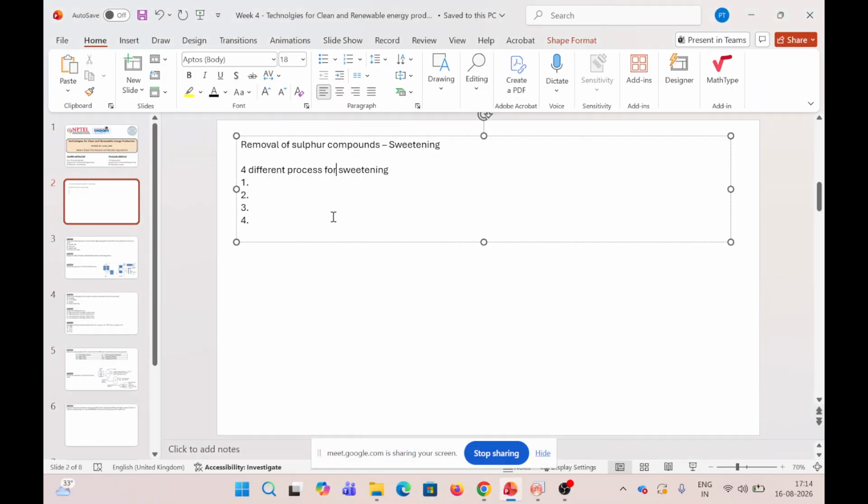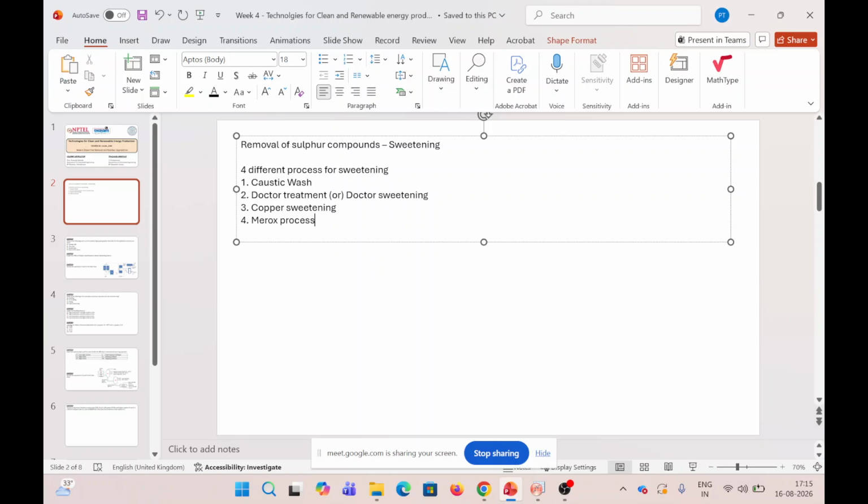Okay. So if you happen to go through the course contents, you will be able to see these four processes mentioned in this slide. So one is caustic wash, another one is doctor treatment, or you can also call it doctor sweetening. Then copper sweetening. Another one is called the Merox process. So we will discuss all these four processes in brief.